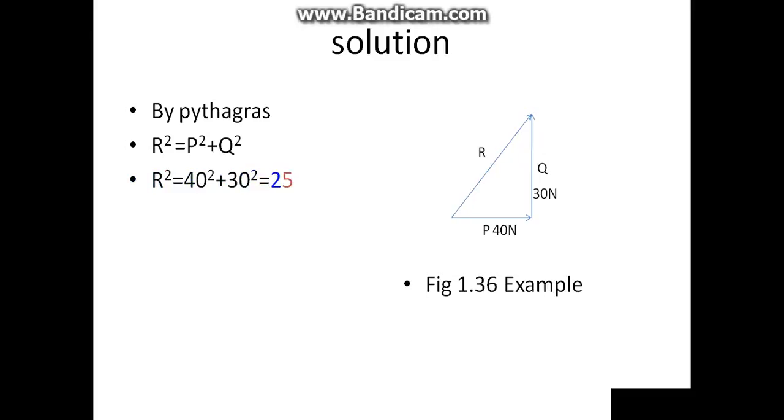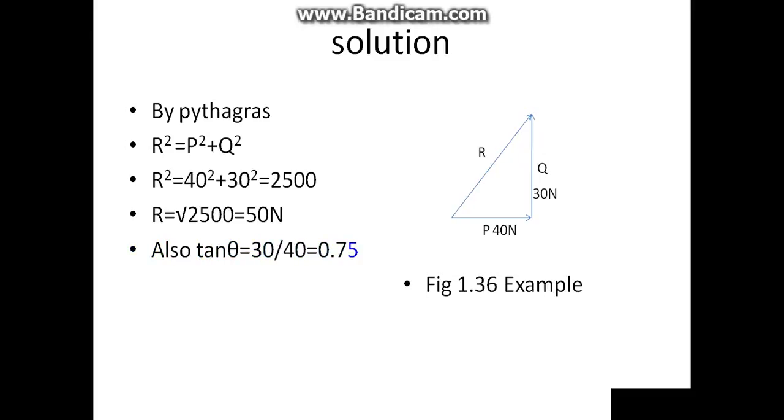R squared is equal to P squared plus Q squared. R squared is equal to 40 squared plus 30 squared, which is equal to 2500. R becomes, crossing over the square, the square root of 2500, which is 50 Newton. Also, from the law of trigonometry, tan theta is equal to 30 over 40, which is 0.75. That is theta. Tan inverse of 0.75 is 36.9 degrees.